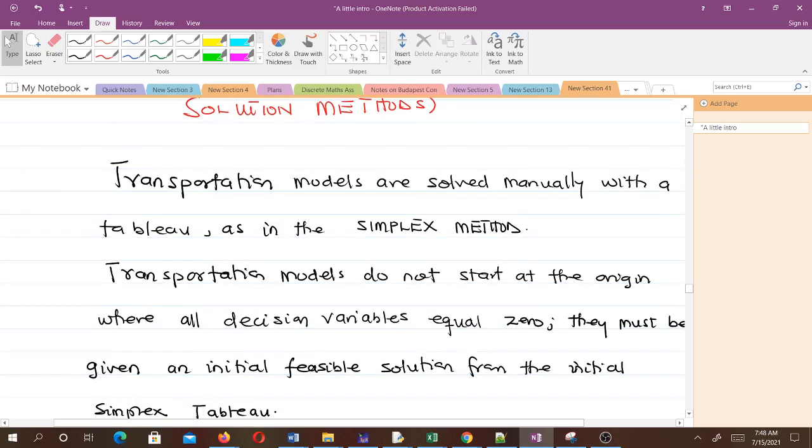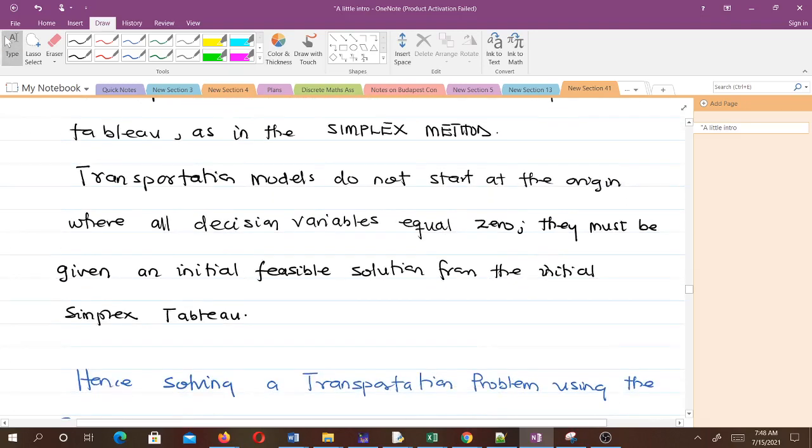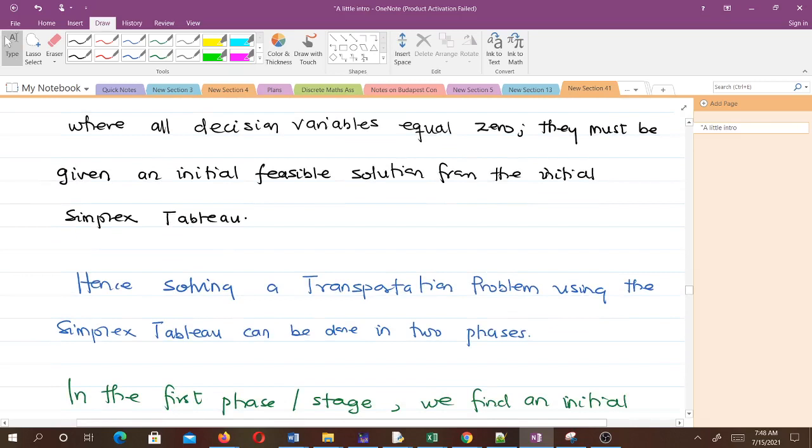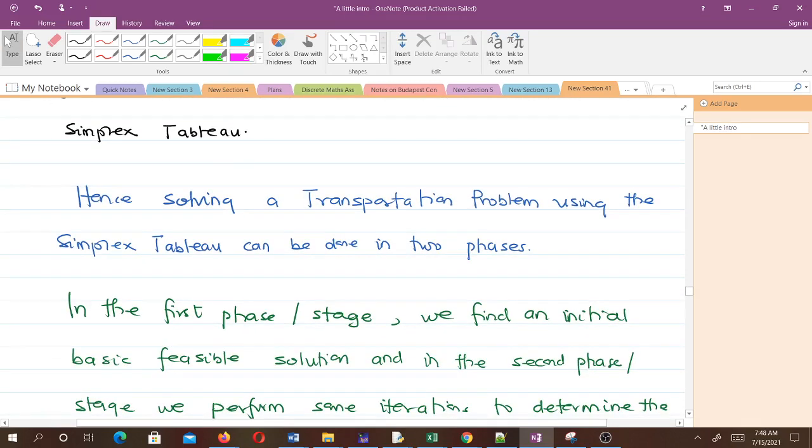Transportation models are solved manually with a tableau, as in the simplex method. Transportation models do not start at the origin, where all decision variables equal 0. They must be given an initial feasible solution from the initial simplex tableau. Hence, solving a transportation problem using a simplex tableau can be done in two phases. When you have a transportation problem and you are solving it, it can be done in two phases.